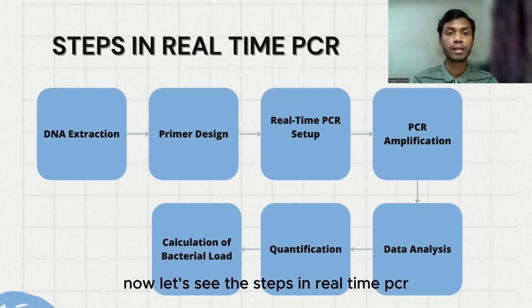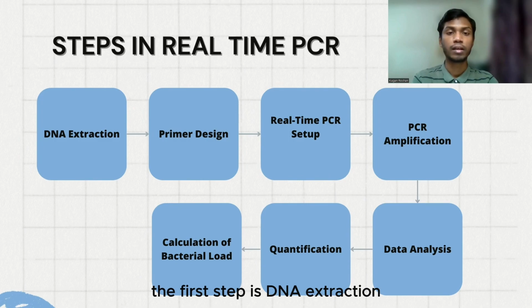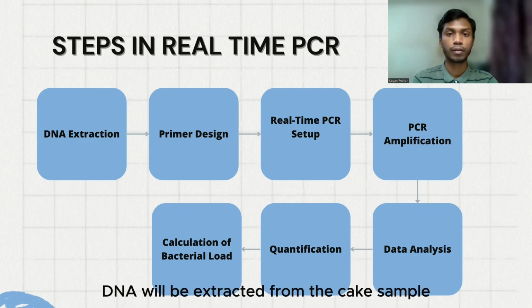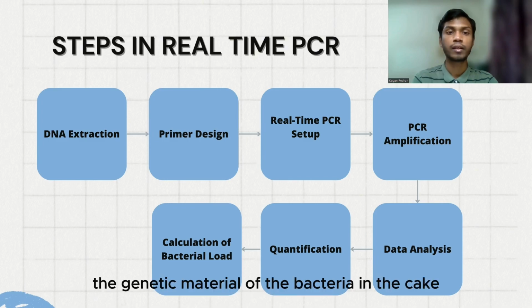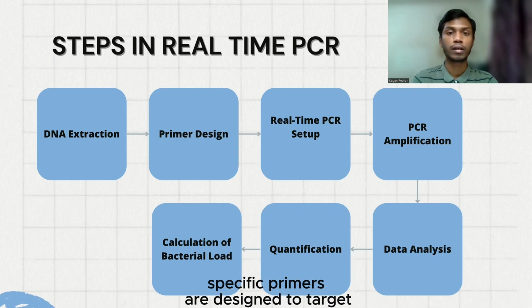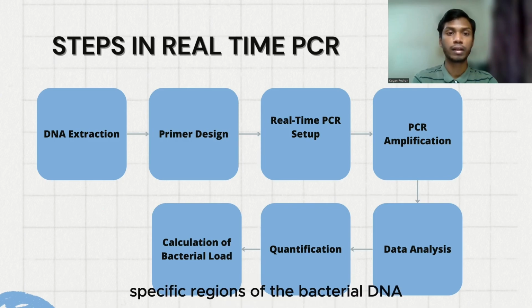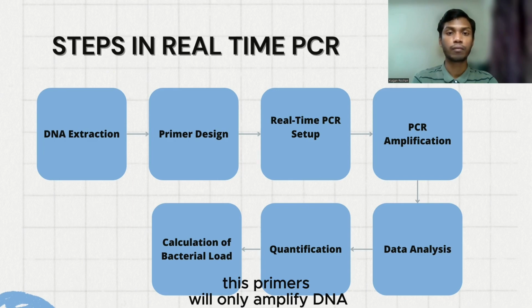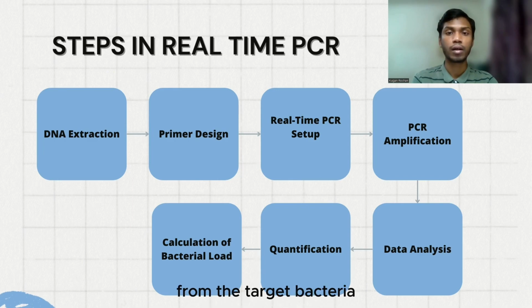Now, let's see the steps in real-time PCR. The first step is DNA extraction. DNA will be extracted from the cake sample. This DNA represents the genetic material of the bacteria in the cake. The second step is primer design. Specific primers are designed to target specific regions in the bacterial DNA. These primers will only amplify DNA from the target bacteria, providing specificity to the analysis.